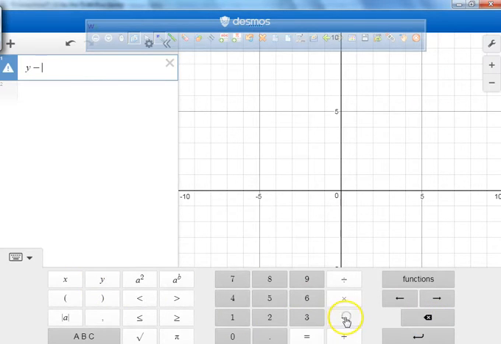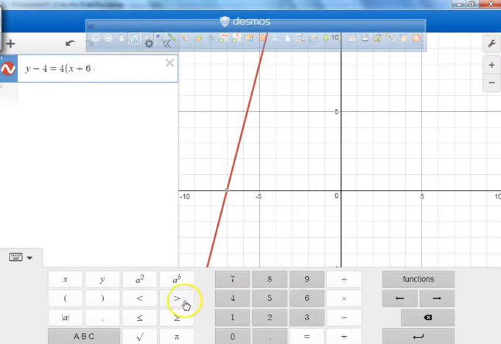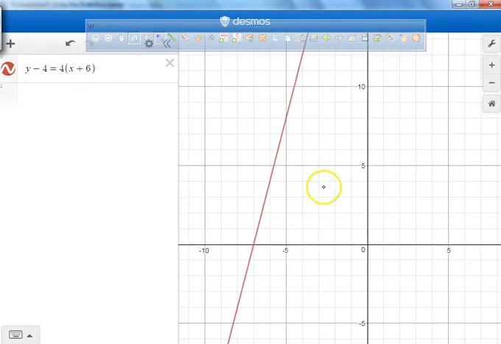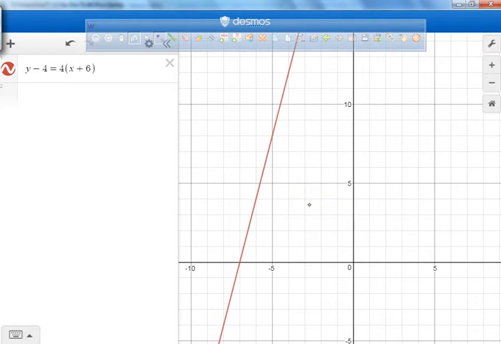Okay. And right now, I'm going to go over here, and it was what? Y minus 4 equals, our slope was 4. I open up the parentheses, I put x, and then we did a plus 6, and I close the parentheses. Okay? And what did we say one of the points was? -6 and a what?